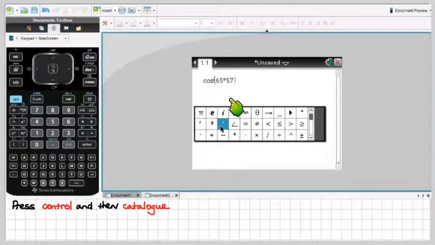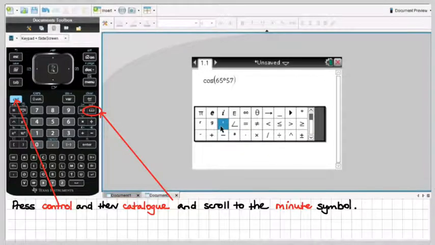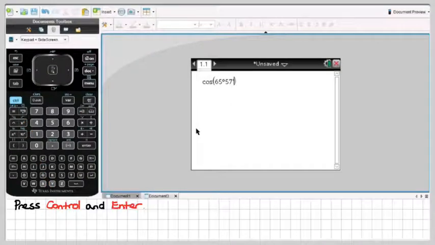Now you go control catalogue and you look for the minutes symbol, which is just down from the degree symbol here. So you would scroll maybe down and then along here till you got to there. And then yes, yes, and yes. And then hit enter. Right? And then when you do that, you've done your cos 65 degrees 57 minutes, right?